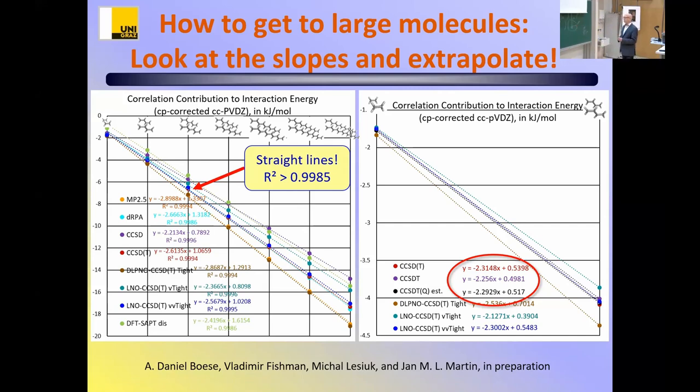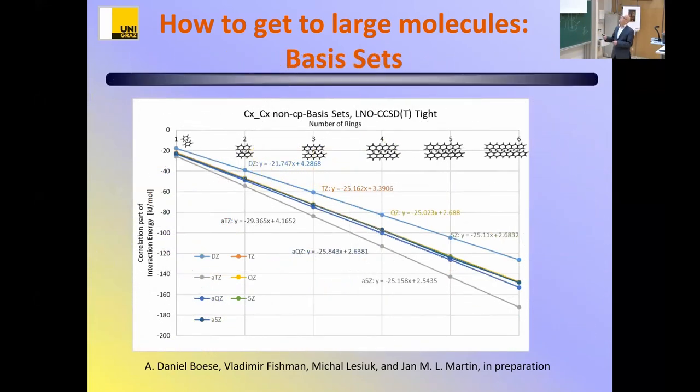Okay, now I talk to people and they say, well, it may not be the (T) part or the post-CCSD(T) part, it may be the basis. Well, if I go to larger and larger basis sets, and they have a problem, they should not be in a straight line anymore.